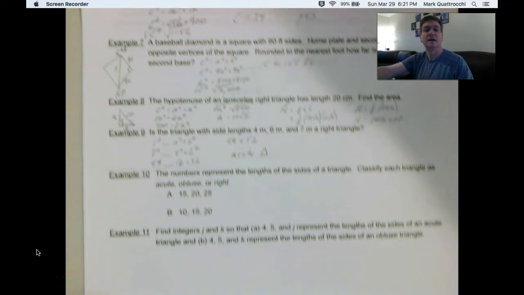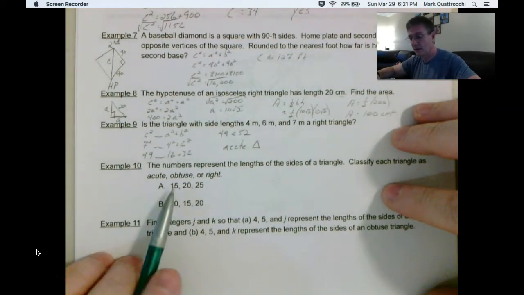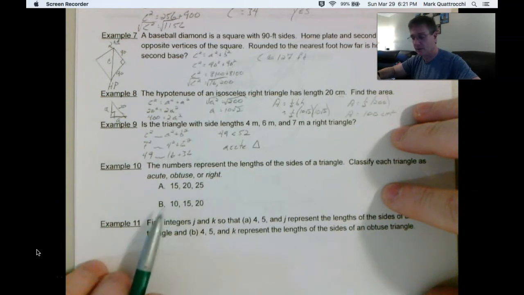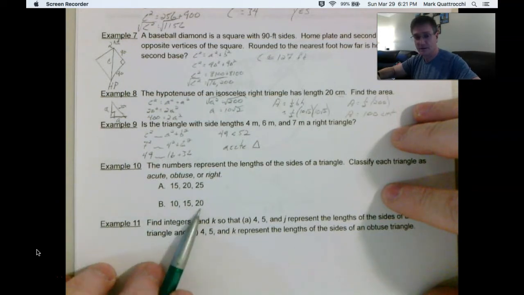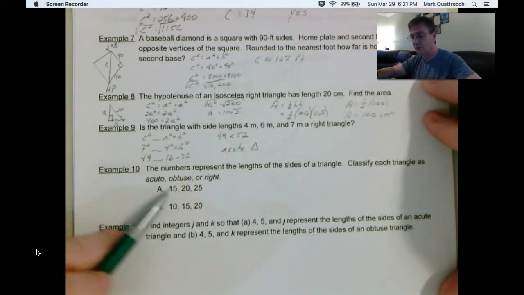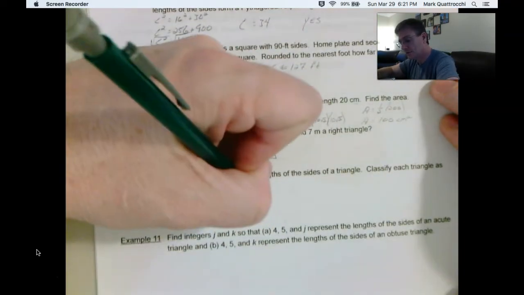Okay, example 10. The numbers represent the lengths of the sides of a triangle. We can confirm that. 15 plus 20 is 35. That's bigger than 25. Makes a triangle. 10 plus 15 is 25. That's bigger than 20. Those also make a triangle. Classify each triangle as acute, obtuse, or right. I'm going to do part A first.